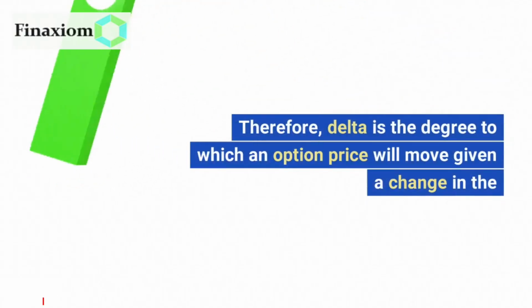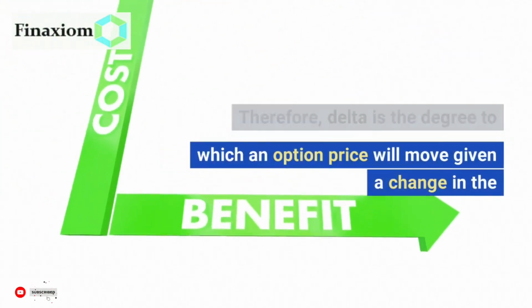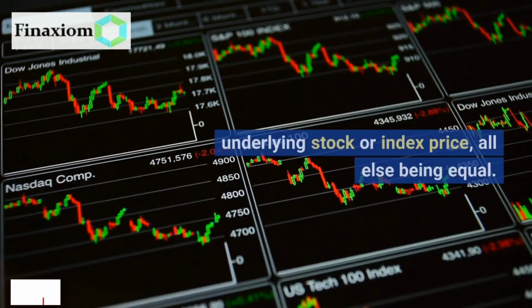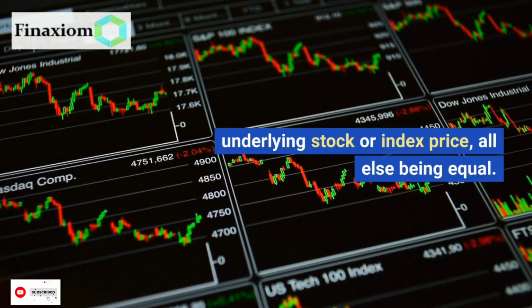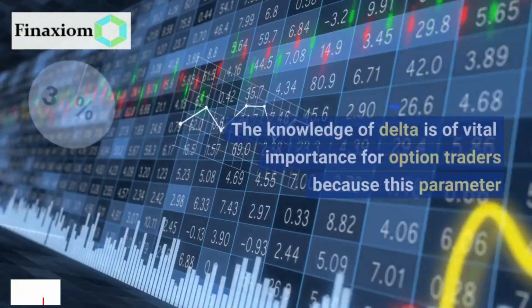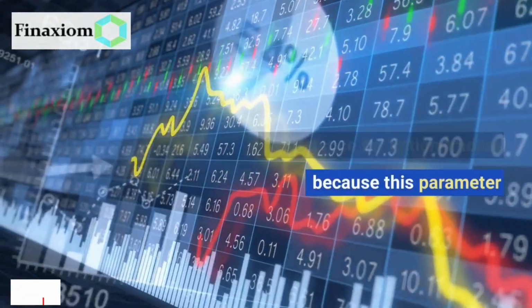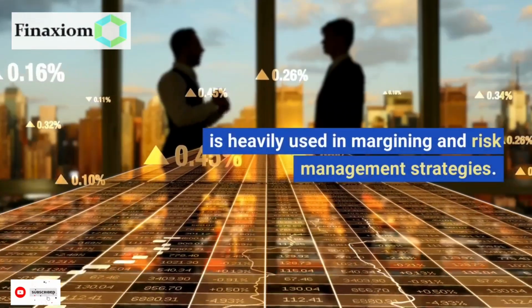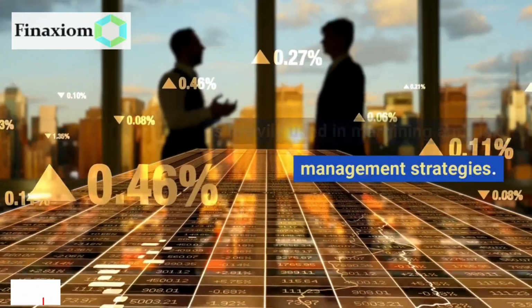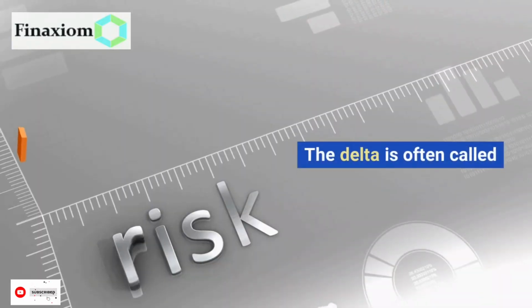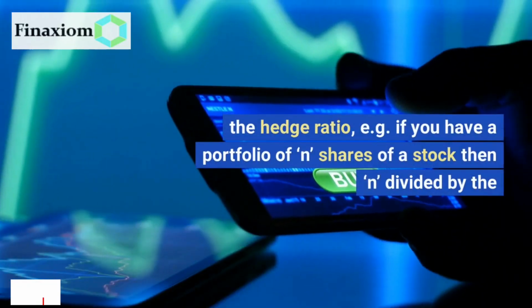Therefore, delta is the degree to which an option price will move given a change in the underlying stock or index price, all else being equal. The knowledge of delta is of vital importance for option traders because this parameter is heavily used in margining and risk management strategies. The delta is often called the hedge ratio.